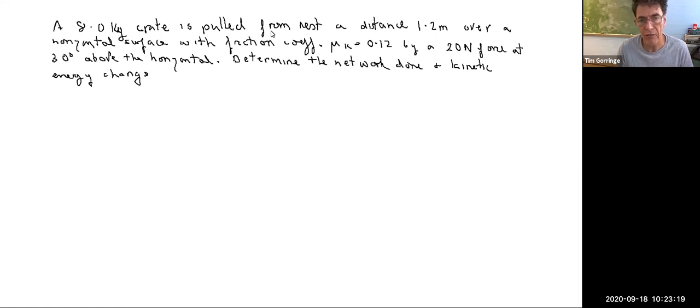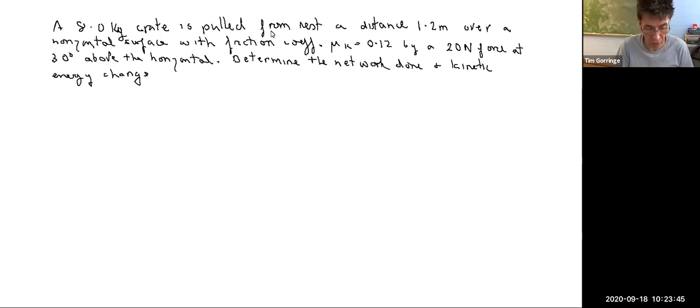So with all that information about the crate, about the floor, about the movement of the crate across the floor, we're asked to figure out the net work that's done on the crate by all the forces that happen to be acting on the crate, and also figure out the changing kinetic energy of the crate as it's moved across the floor.